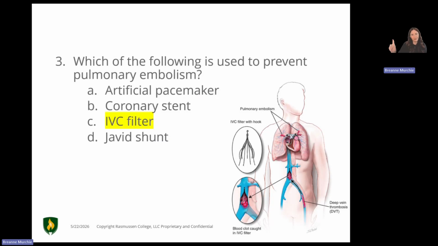That's why it's called a pulmonary embolism. It wedges or kind of stops in the pulmonary artery because the pulmonary artery is too small for that blood clot to fit through. That can be a potentially fatal complication. So that's why IVC filters can be implanted in patients who have chronic DVT issues.